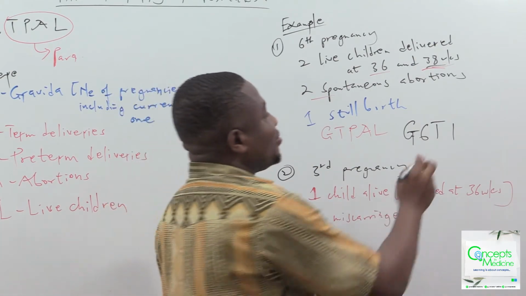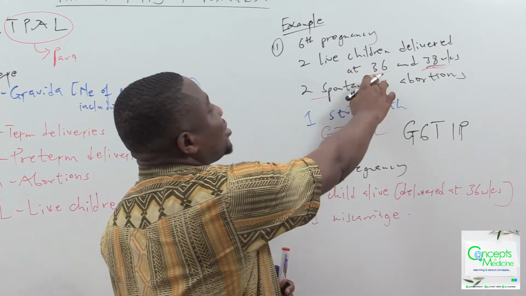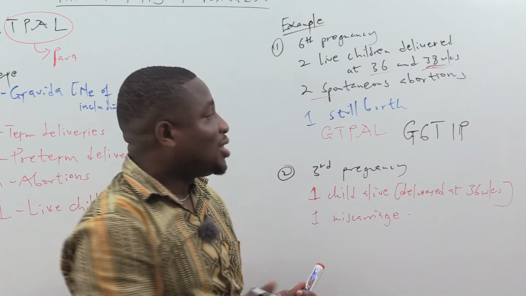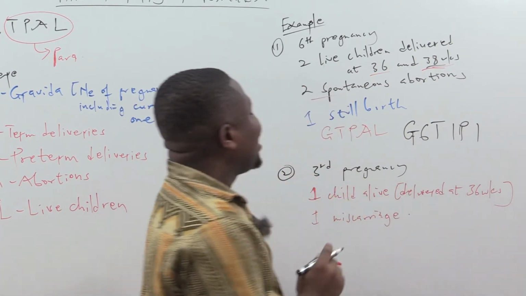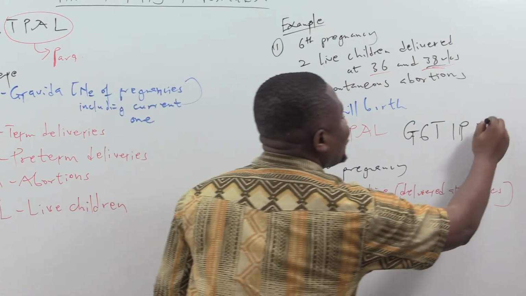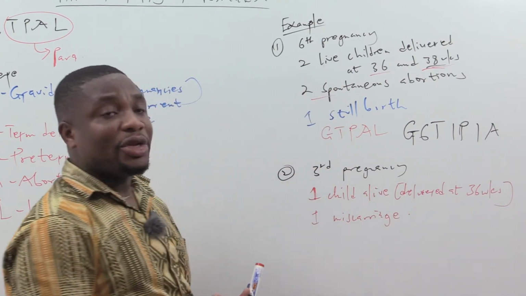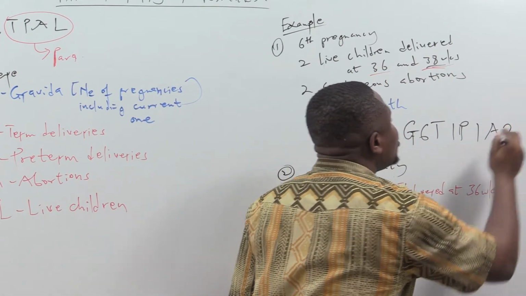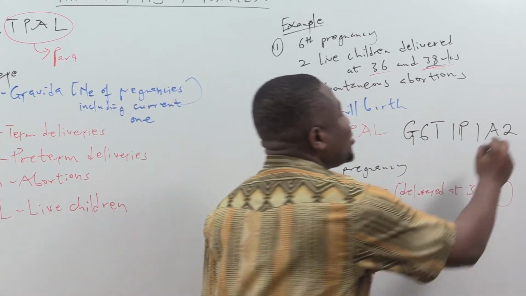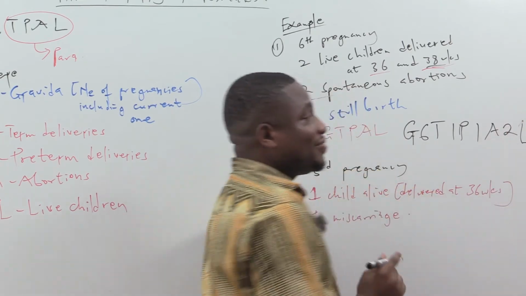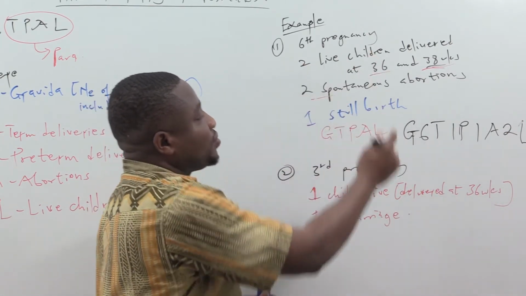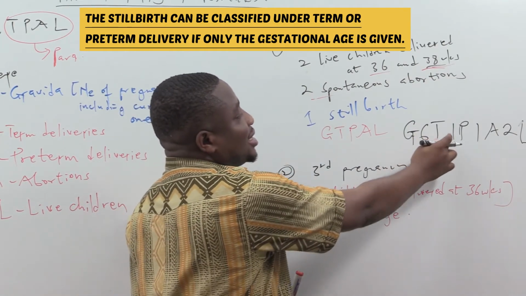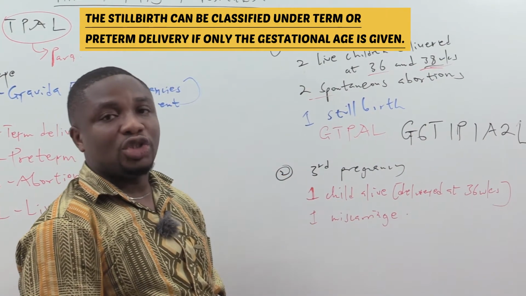Then we go to preterm. For preterm, what do we have? 36 weeks is preterm. 36 weeks is less than 37 weeks. So the P would also be 1. Then we go to abortions, which is A. For the A, how many do we have? 2 spontaneous abortions. So the A will be equal to 2. Then the L, how many children are alive? We have what? 2. So 2. So that will give us G6, T1, P1, A2, L2.